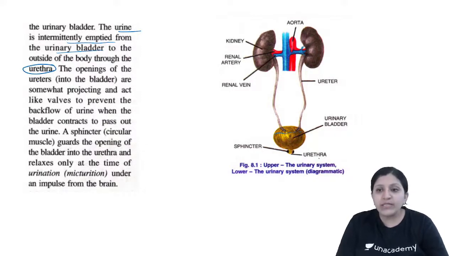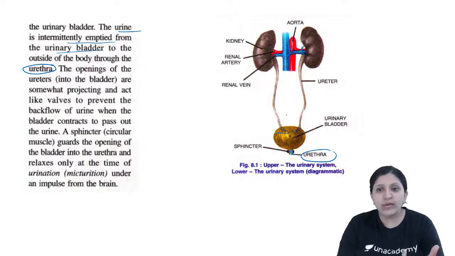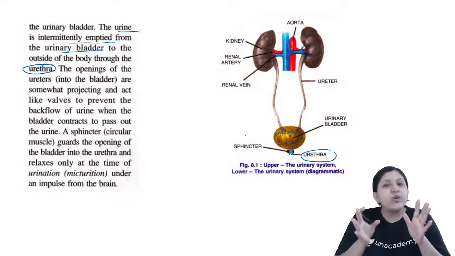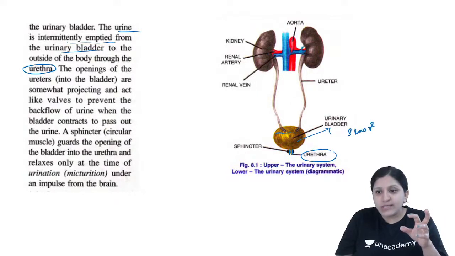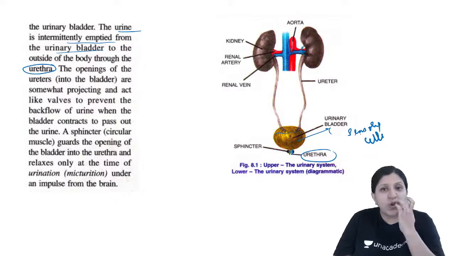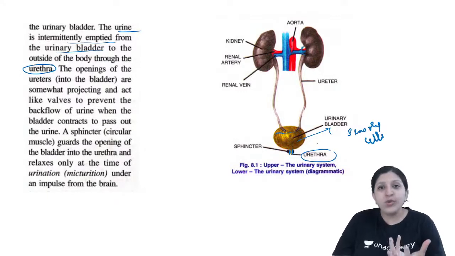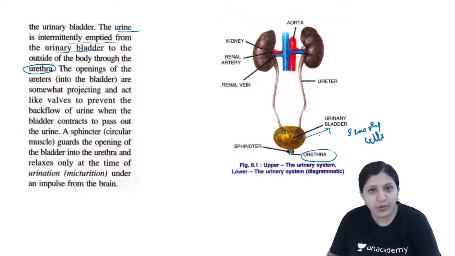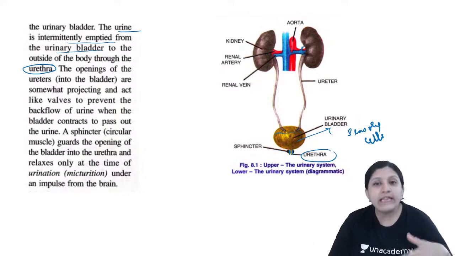So how will we empty it? It is basically through the urethra. There is a urethra which is going to open up. As the urine fills the urinary bladder, you will get a sensation because here you will have sensory cells or neurons which can feel the presence of urine in the urinary bladder. As the bladder is full, you will get a sensation that the bladder is full and I need to urinate.